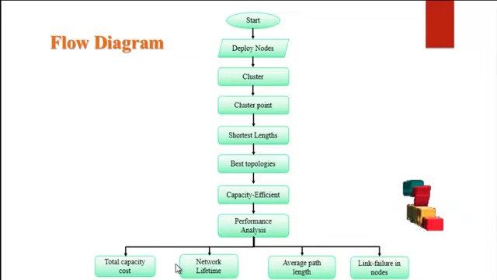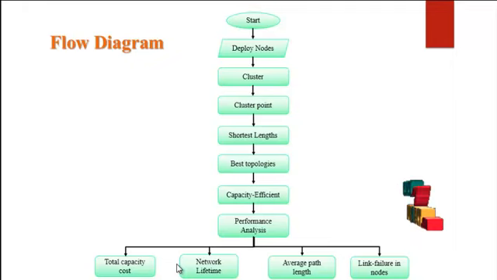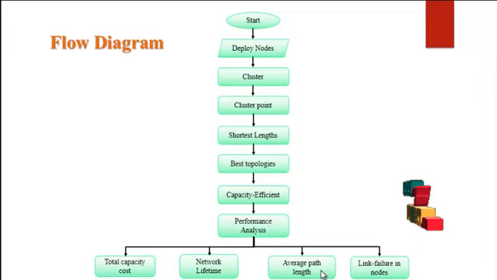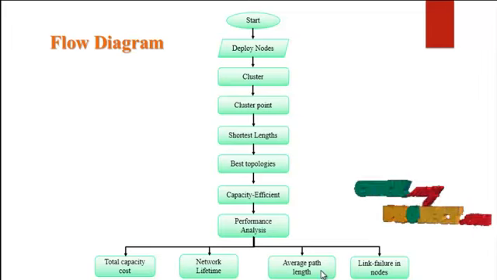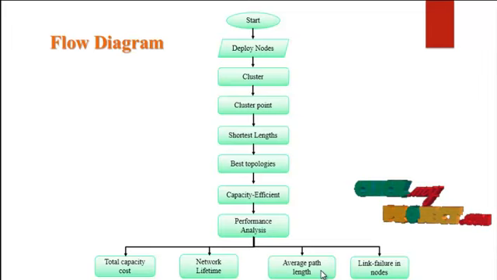The network lifetime: we can see how long a node will be active and how much time a node will be inactive, so that we can improve the lifetime of the nodes. And the third one will be average path length. In connecting two nodes, there are different path lengths by which we can connect them to each other, so we find this path and calculate it as the average path length.